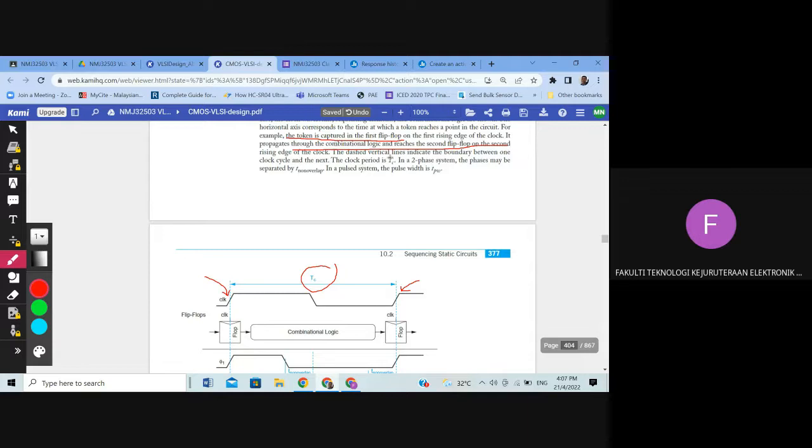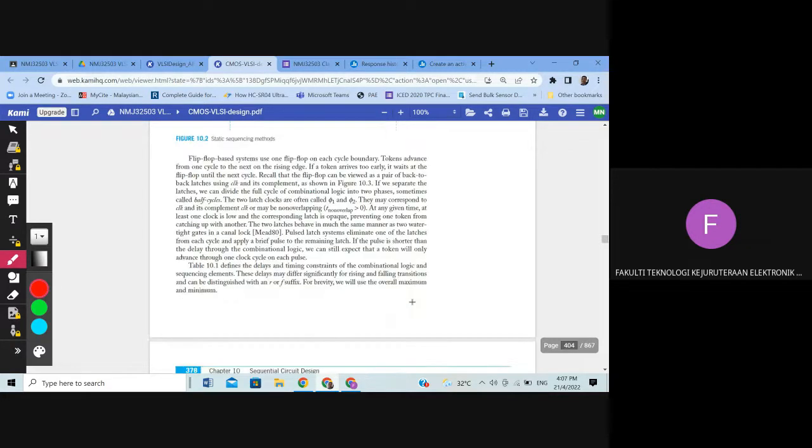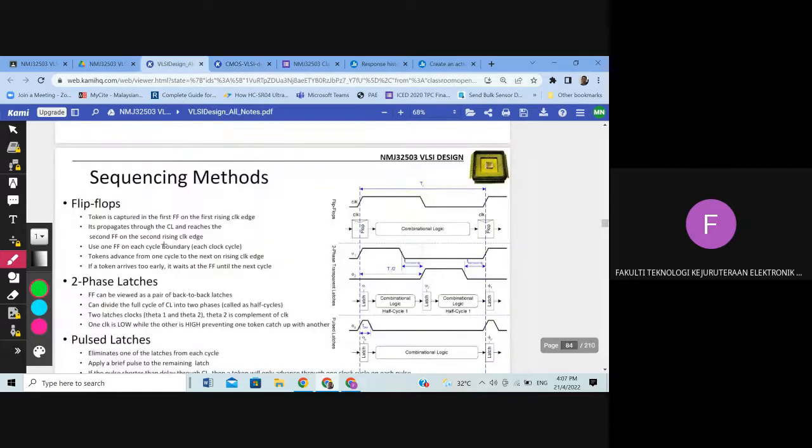So the dashed vertical line indicates the boundary between one cycle and the next. So this is one cycle, as I mentioned to you, TC, and the next cycle is after this. So that's the process. Within one clock cycle, the data is computed here and then passed to the next flip-flop, which is the output.